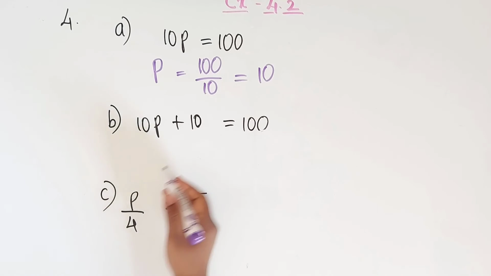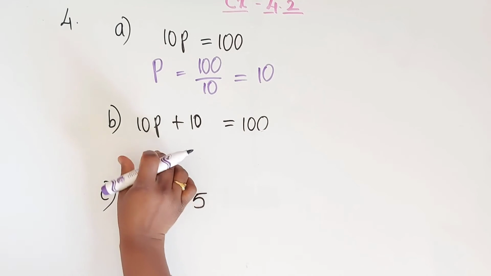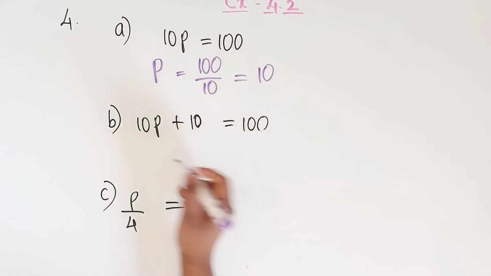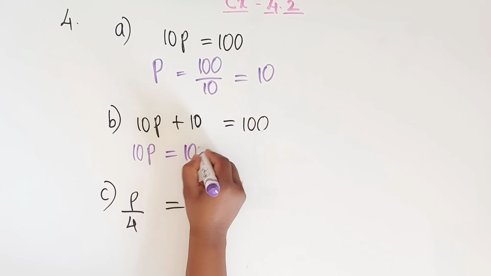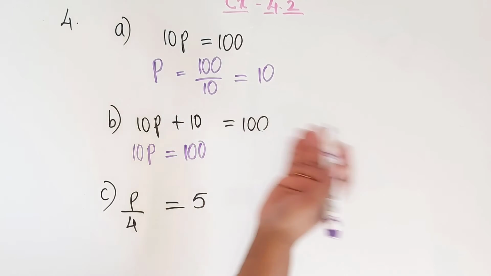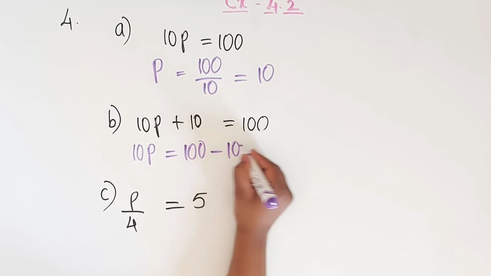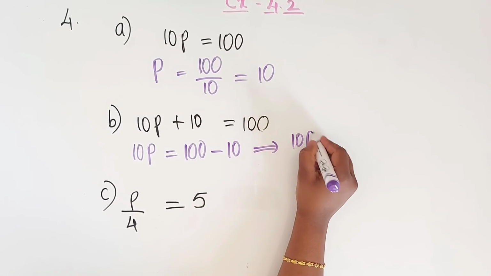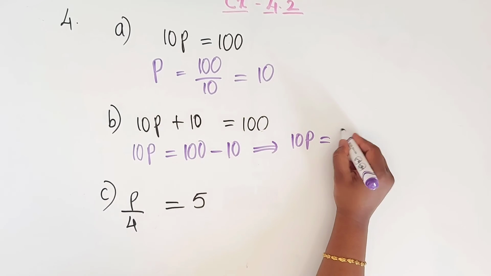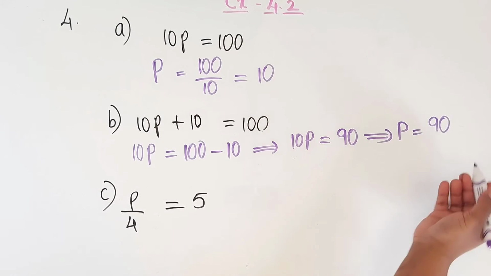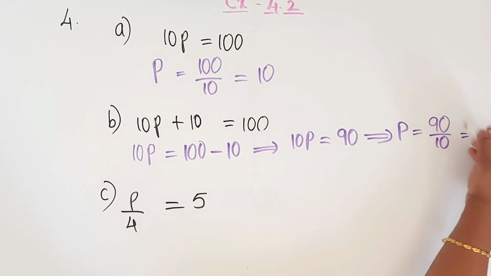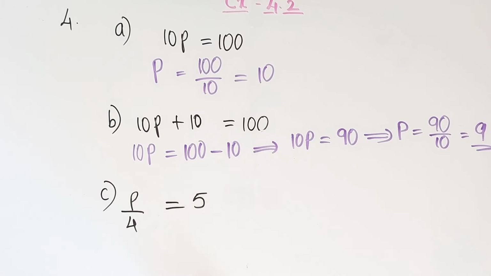Second one, 10p plus 10 equal to 100, children. We want p only, so we'll do it step by step. Keep 10p here first, equal to 100. Now send this plus 10 to the right hand side, it will be minus 10. Therefore 10p equal to 100 minus 10 here, 90. Here 10 is multiplying. If you are sending to the right hand side, it will divide. Divided by 10. 90 by 10, p value is 9.